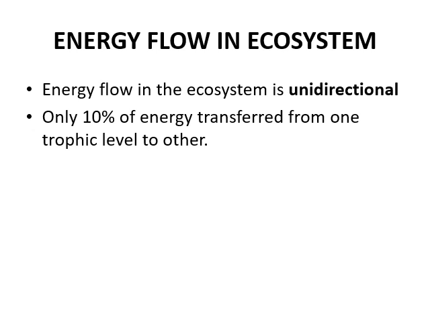Energy always flows from plants which are producers to primary consumer which are herbivores, and then from primary consumer to secondary consumers which feed on herbivores. So we can say energy flow in an ecosystem is unidirectional.